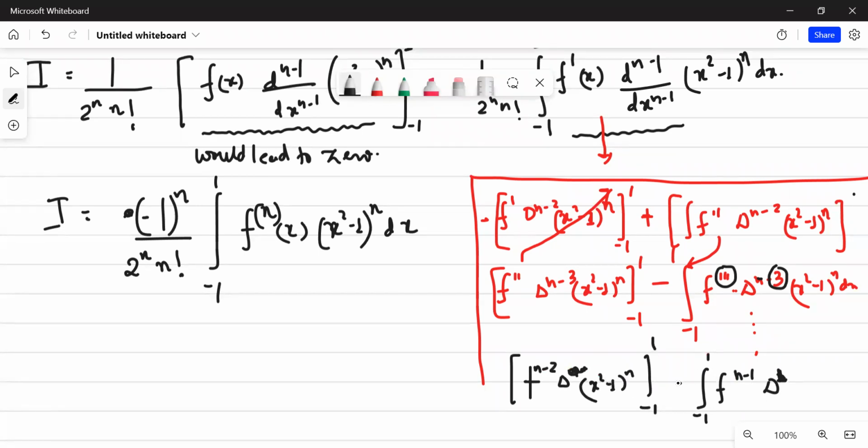Okay, this will be, and there will be some constant here. I'm not concerned about all those things. f^(n-1), (x square minus 1) dx. Is it understandable or not?